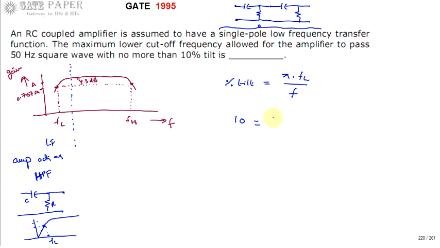10 is equal to pi times FL divided by 50. From this, FL is equal to 500 divided by pi, which is approximately equal to 150 hertz. So the FL value, the lower cutoff frequency of the amplifier, should be around 150 hertz, such that a 50 hertz square wave can pass through with no more than 10% tilt. So this is the answer for the question.